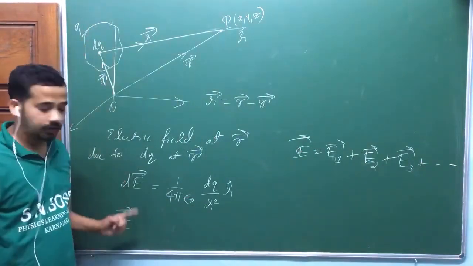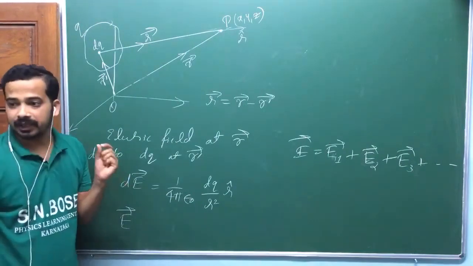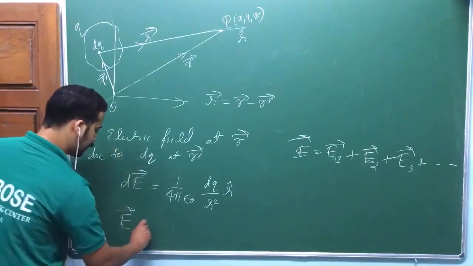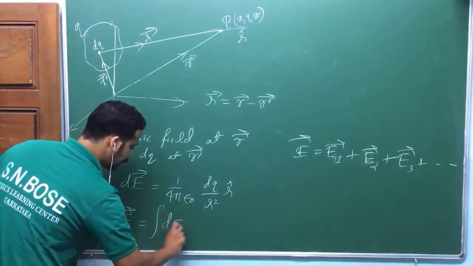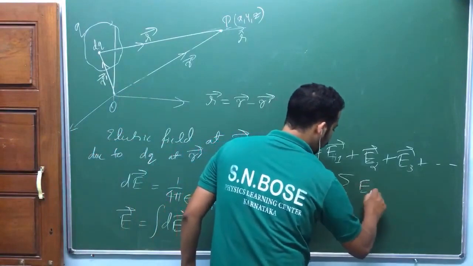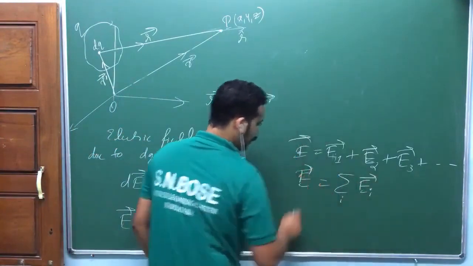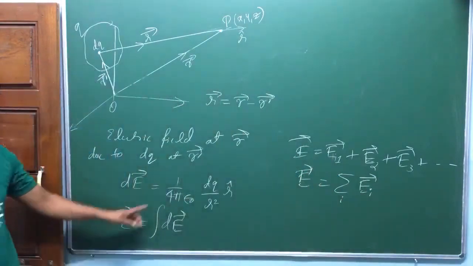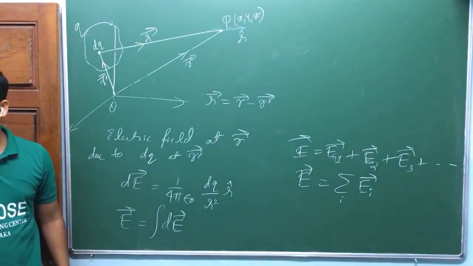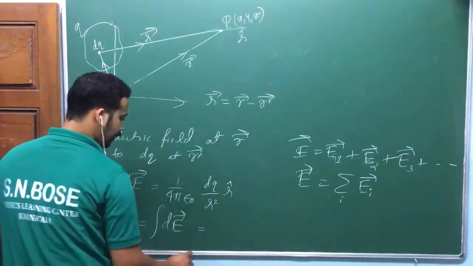What you have to do? You have to define the electric field due to a charge element, an elementary, infinitesimal charge. Then you have to go for integration of dE. That was the summation, summation over Ei vector. Can I write like this? But you have to go for integration of dE vector. So now this is equal to, remember, an integral.